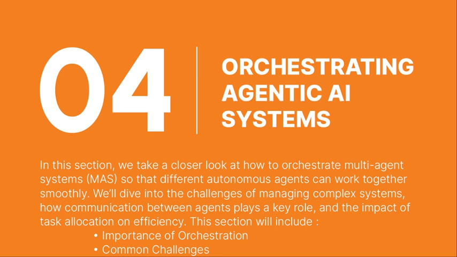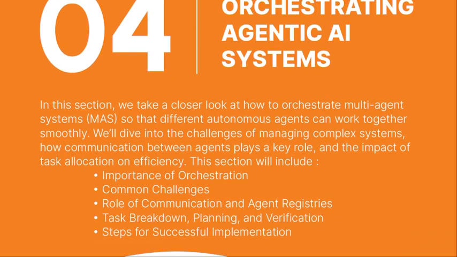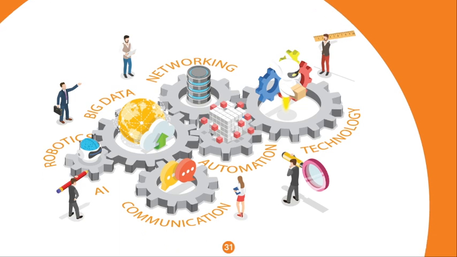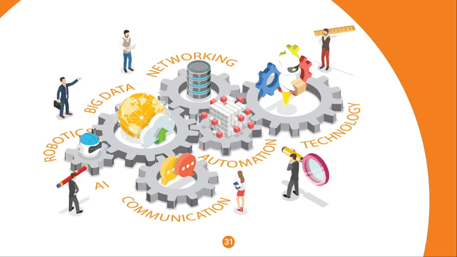We will dive into the challenges of managing complex systems, how communication between the agents plays a key role, and the impact of task allocation on efficiency. This section will include importance of orchestrations, common challenges, and role of communication and agent registries. Task breakdown, planning, and verification steps for a successful implementation. So we have a diagram related to AI, automation, communications, technology, networking, big data, and robotics. So this is a flow or a diagram of that particular AI related things.